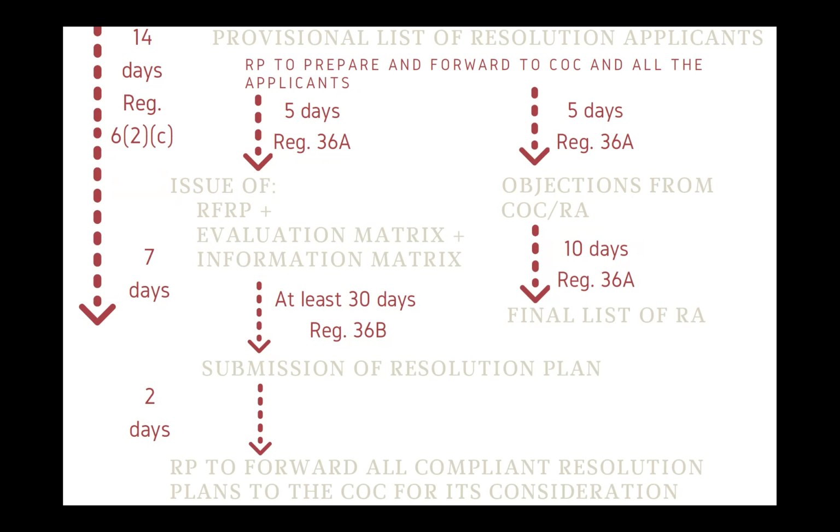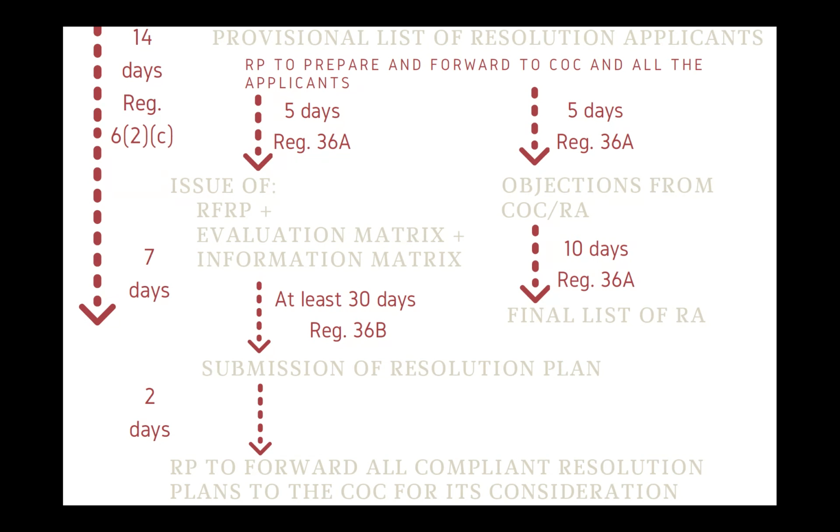So now that a provisional list of resolution applicants has been prepared, what happens next? The resolution professional, within 5 days of such preparation of the provisional list, has 2 basic responsibilities. On one hand, it has to wait for the objections from the COC. The 5 days is the time given for the COC, and also for all the applicants, to revert with their objections. In parallel, as the 2 parallel arrows indicate, within the 5 days, the resolution professional shall submit, as I said earlier, 3 important documents.